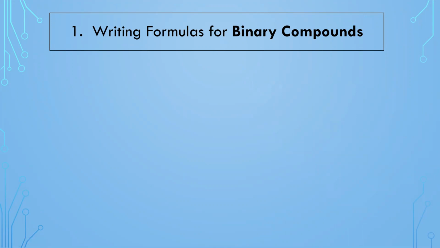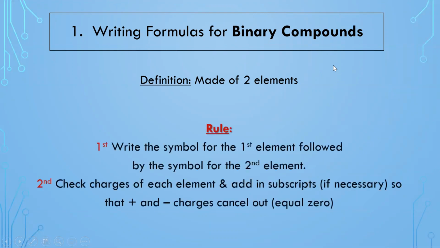So the first rule is still writing formulas for binary compounds. Just remember that a binary compound is one which is made of 2 elements. The rule is basically similar to the rule in 7.1, but now we're writing symbols instead of names. The first step is to write the symbol of the first element from the periodic table, and then you follow it with the second element's symbol. And remember, a symbol can be either one capital letter or a capital and then a lowercase letter. It's important to make sure you're capitalizing and lowercasing appropriately.